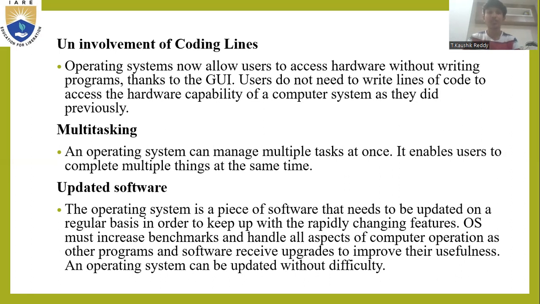Next, update software. The operating system is a piece of software that needs to be updated on a regular basis in order to keep up with rapidly changing features. An OS must increase benchmarks and handle all aspects of computer operation, as other programs and software receive upgrades to improve their usefulness. An operating system can be updated without difficulty.